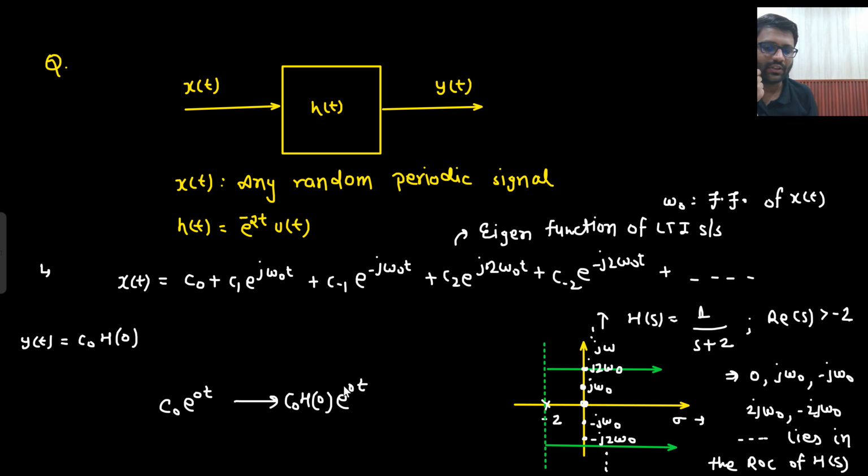S naught value is 0. So c naught into h of 0 e to the power 0 t. E to the power 0 t is 1 only. So this is the output. For this particular thing, what will be the output?